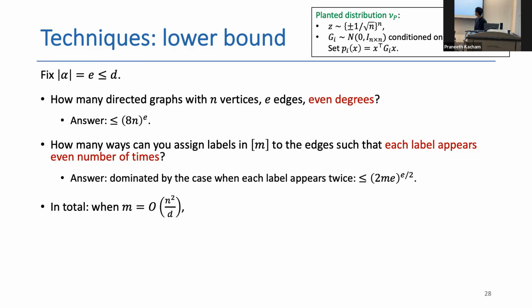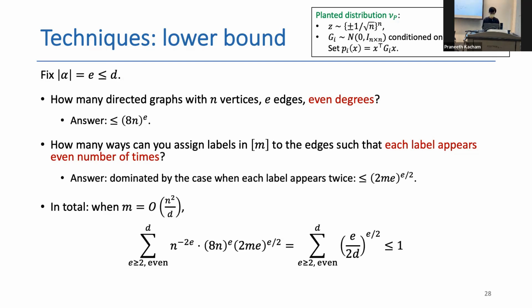When M is order n squared over D, that scary looking summation becomes this summation. And we can see that when M is smaller than some constant times n squared over D, we get this to be less than 1. So that's the end of the proof sketch. Are there any questions?